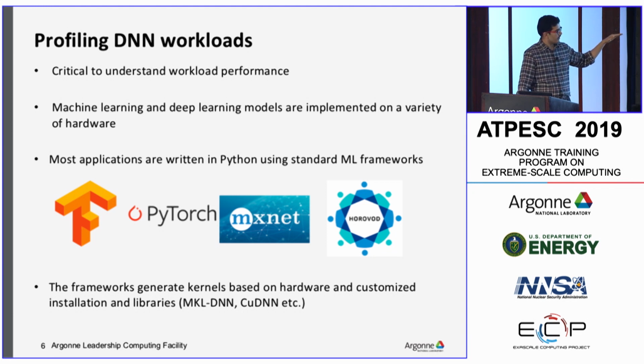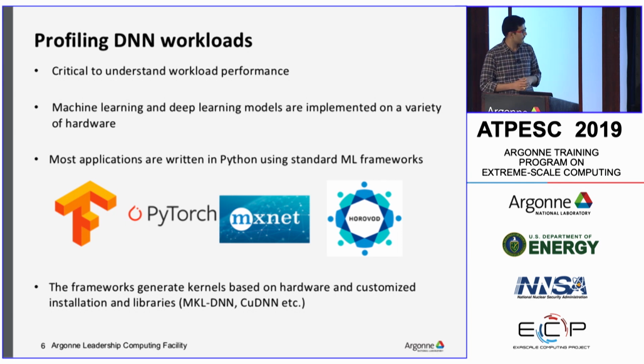When you implement a particular DNN, there are multiple frameworks we could use: TensorFlow, PyTorch, MXNet, and for distributed training we can use Horovod. Each of these frameworks will generate the appropriate functions or kernels based on the hardware we are running on. For example, if you're using libraries like MKLDNN on Intel machines, you get corresponding kernels or functions tuned for that system. Also, if you're running on an Nvidia GPU and using cuDNN, you get more optimized libraries, and those are the kernels which actually do the underlying computation for your model.